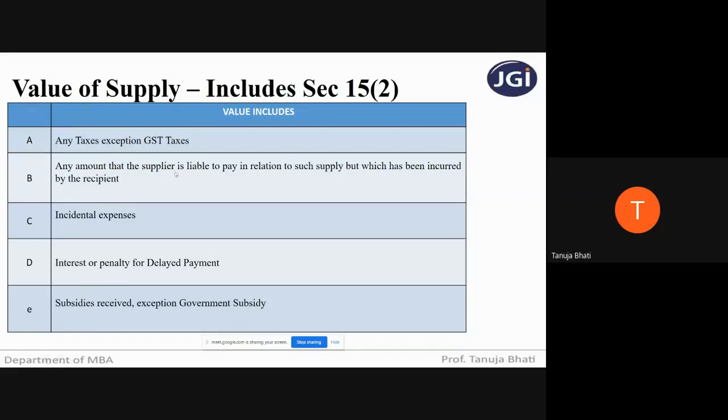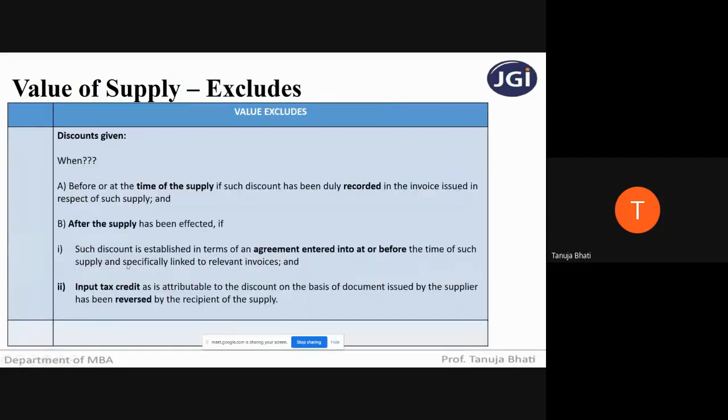Now, Section 15 subsection 2 says apart from transaction value, there is a list of 5 items which have to be included in the transaction value. If it is already included, then you need not add this to the transaction value. So what are the 5 items? First, any taxes exception GST; amount that the supplier is liable to pay but it is paid by the recipient; incidental expenses; interest or penalty for delayed payment; and subsidies received exception government subsidies. So for solving any problem, students, if you know these 5 sub clauses, it will help you to easily solve the problems.